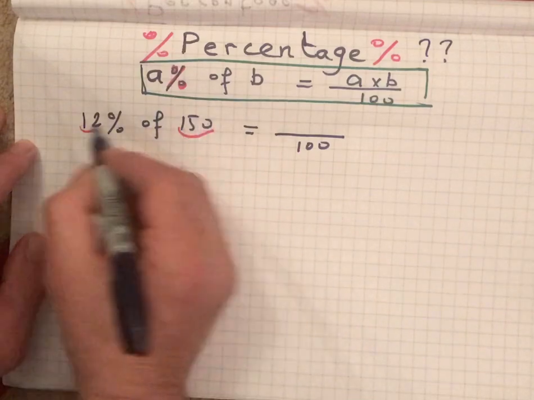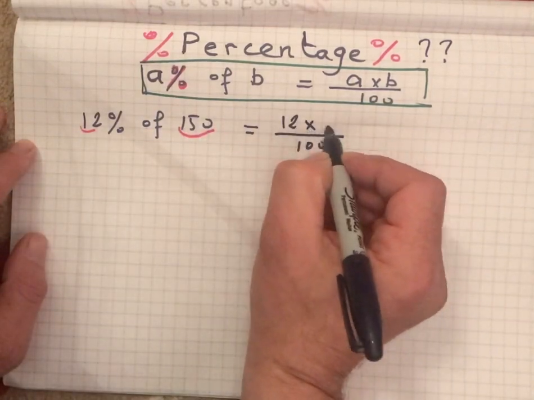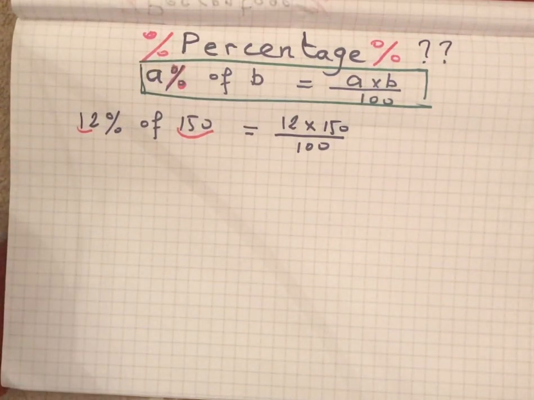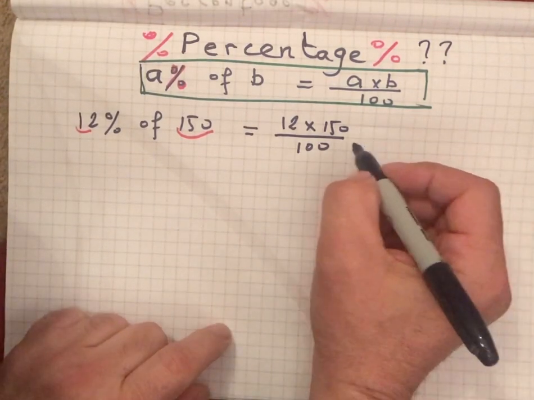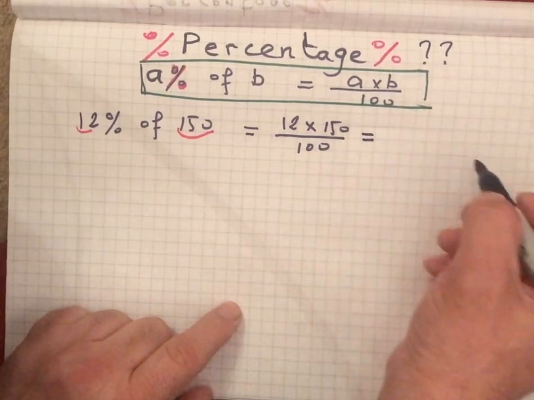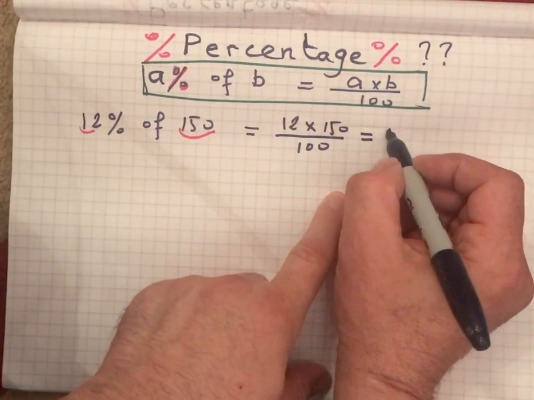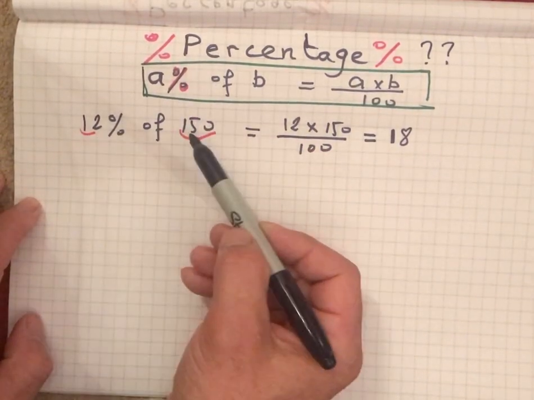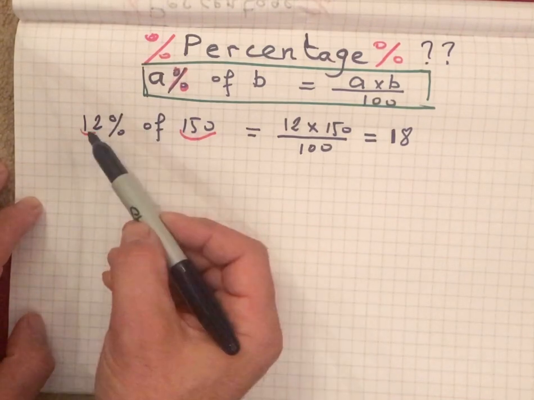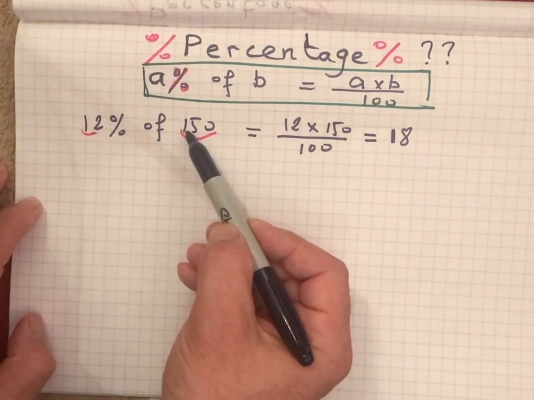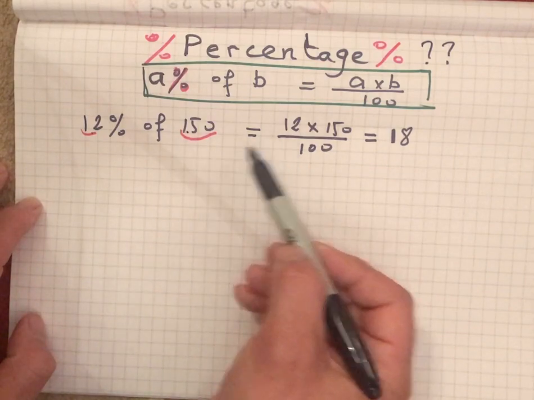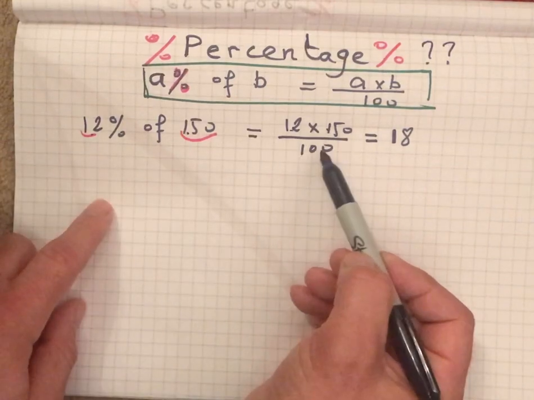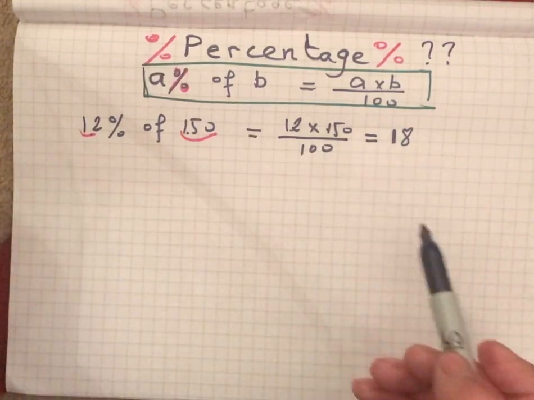Then I will multiply the two numbers. 12 times 150, divided by 100, equals 18. I applied the formula. 12% of 150 is 12 times 150 divided by 100, which is 18. You can work it out in your calculator.